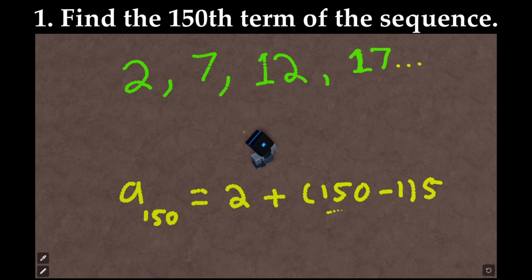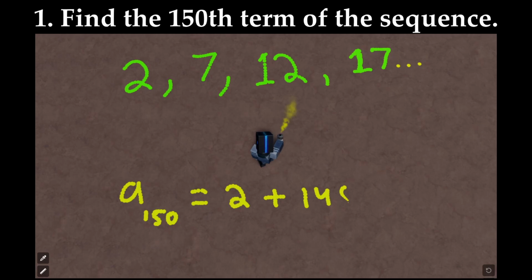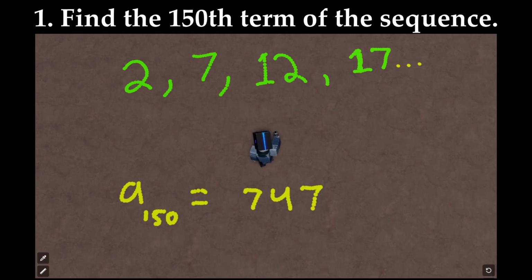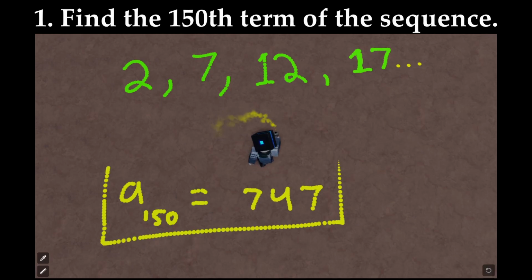So 150 minus 1 is 145. And then we need to multiply that by 5. 145 times 5 is just 745. Then 2 plus 745 is just 747. And that is it. That's another way that you can solve this problem. So pick whichever method you like.